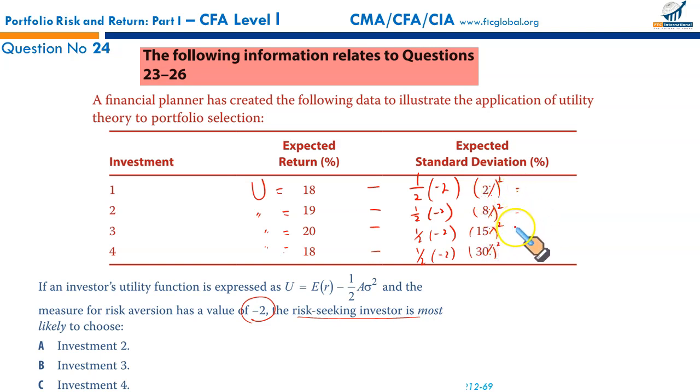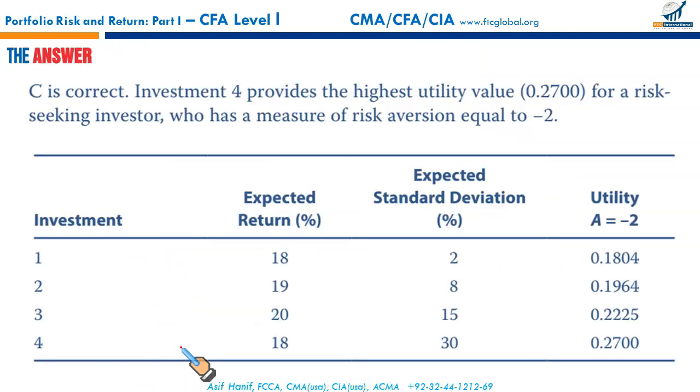Okay, now if you simplify these for the four investments' utility function, for the first one you will get 18.04%. The second one would be 19.64%. The third one would be 22.25%. The fourth one would be 27%. Now out of these, the option that is giving you the highest utility would be investment 4, that is option C. Correct.